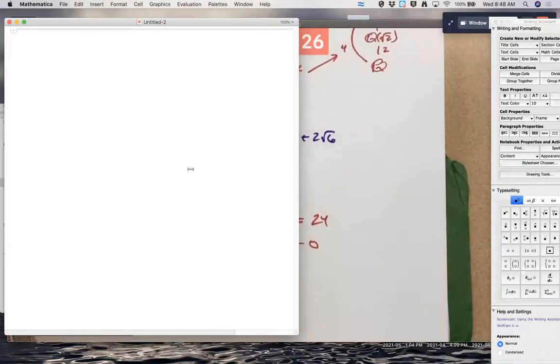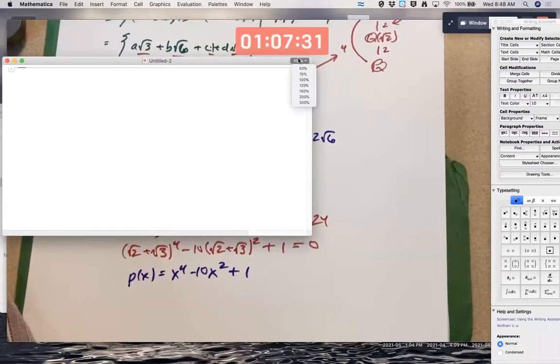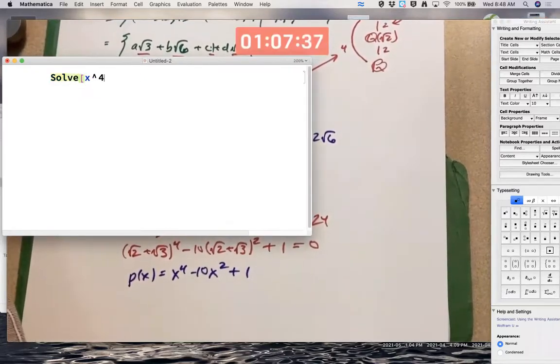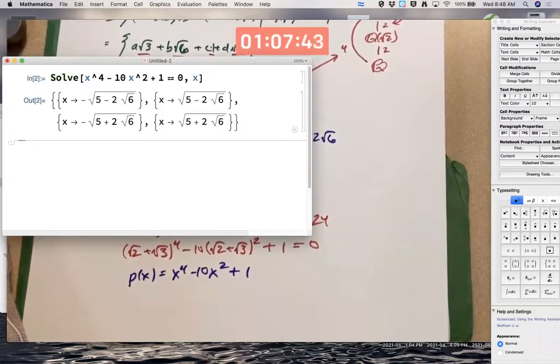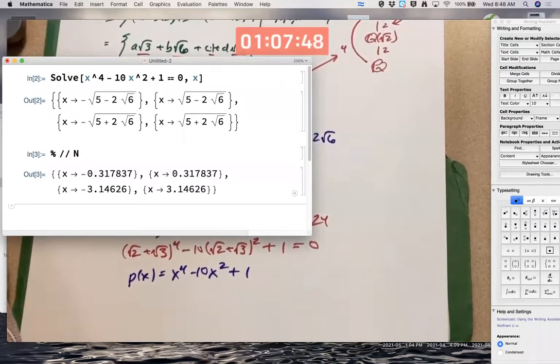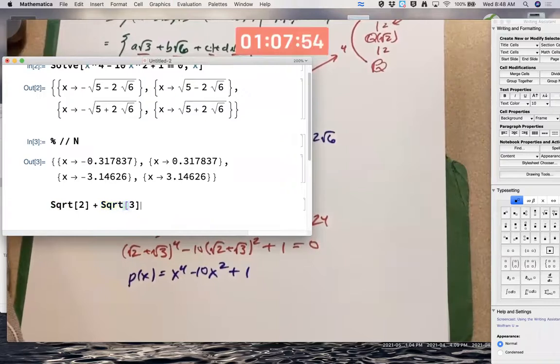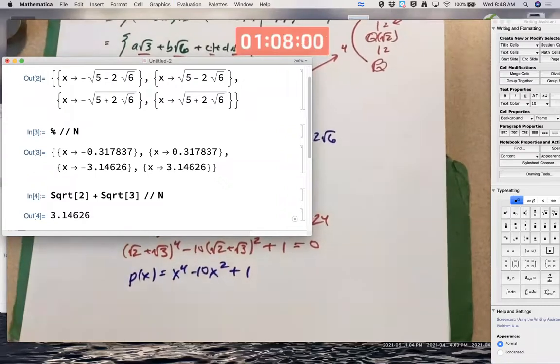But I did take the time to have Mathematica find the roots of this polynomial here. That's what we'll end class with today. Solve x to the 4th minus 10x squared plus 1 equals 0 for x. It gives the answers in those forms. And square root of 2 plus square root of 3 is in fact one of those. It's the one that's close to pi, 3.14626. Definitely not equal to pi. Okay, it's only close to pi.